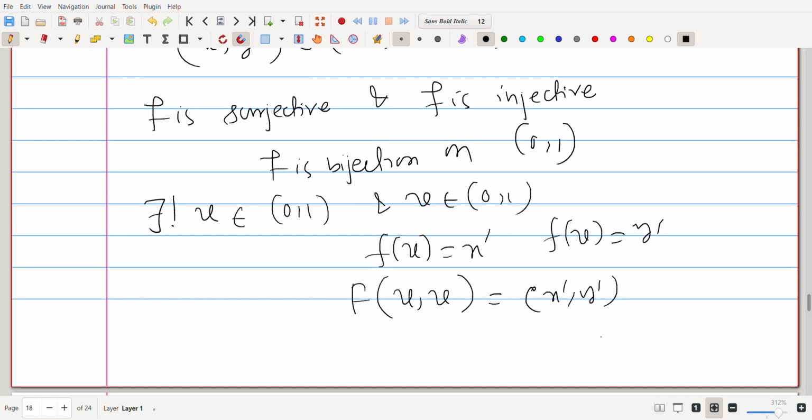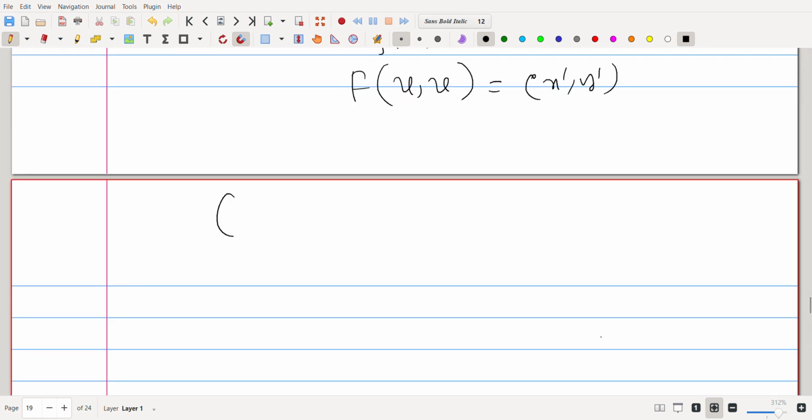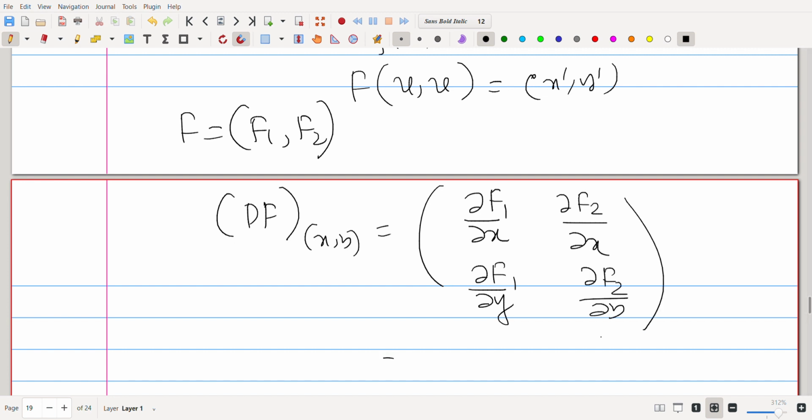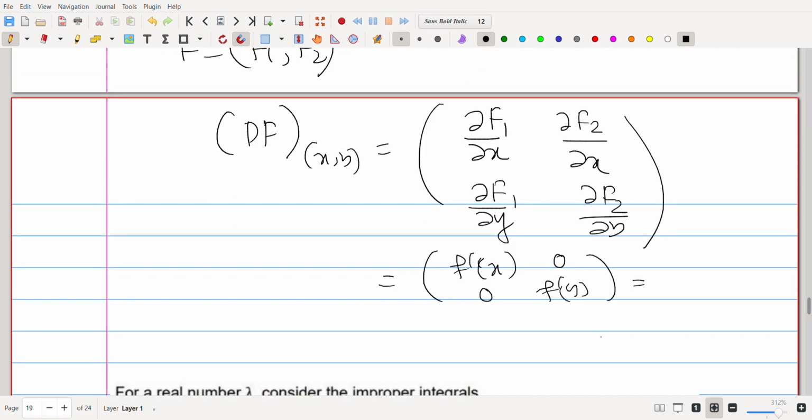This is correct. And total derivative dF(x,y) is given by the Jacobian matrix: del f1 del x, del f1 del y, if F is given as (f1, f2), this is del f2 del x, this is del f2 del y. So this will imply f prime x, 0, 0, f prime y.